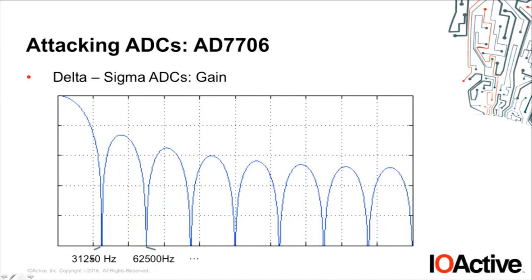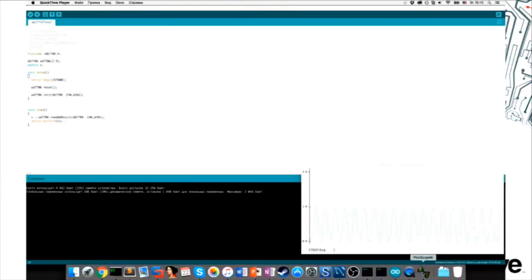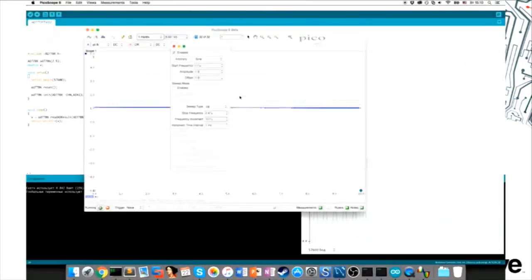I mean, the numbers are different because we are not using the same clock as the datasheet. It's actually a 2 megahertz clock, and when we set that to gain 2, what happens is that, as I said, the first corner corresponds to the next one, and the 31250 should be completely blocked. So in this demo, we are going to show how this works.